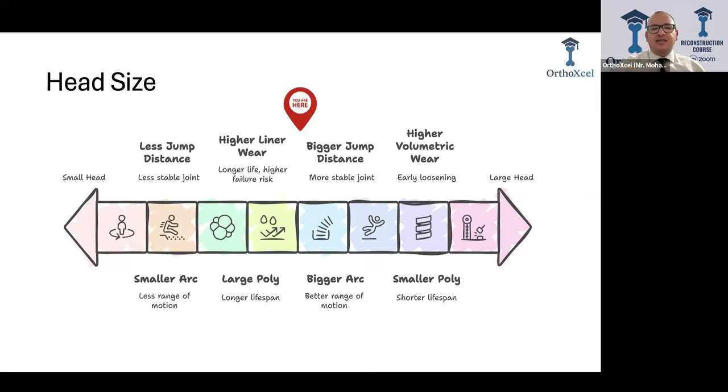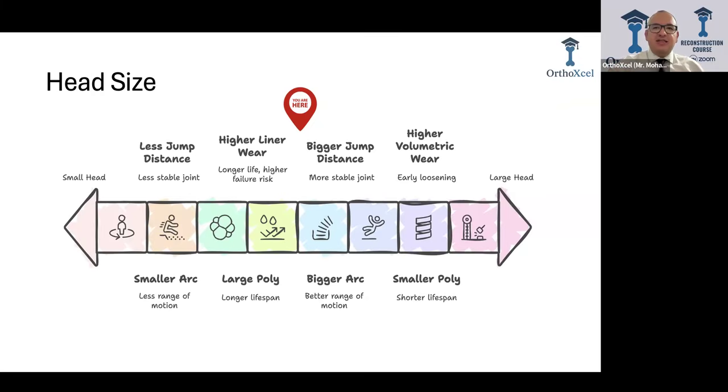So every one of them, as you can see, has pros and cons, and it's your decision depending on your patient's activity, what the patient is expecting from the hip. Is he expecting a long life hip with fewer complications, less risk of revision, even with less range of motion and a higher risk of dislocation? Go for a smaller head.